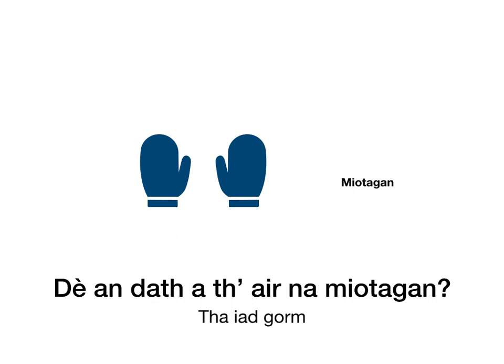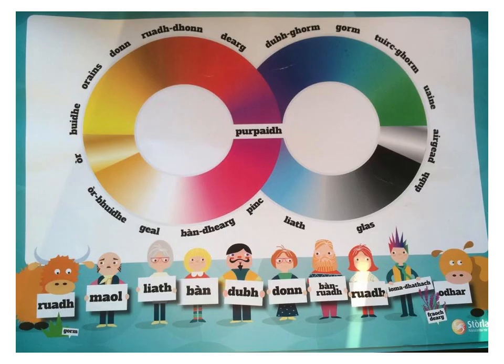Now, colours, we've already looked at the fact that liath is there, and this was something that I worked on personally with Stòrlann Nàiseanta na Gàidhlig. If you go to the Stòrlann website, you'll find lots of resources for learners, and we're trying to cover as much of the things that are in those books through this course as well.